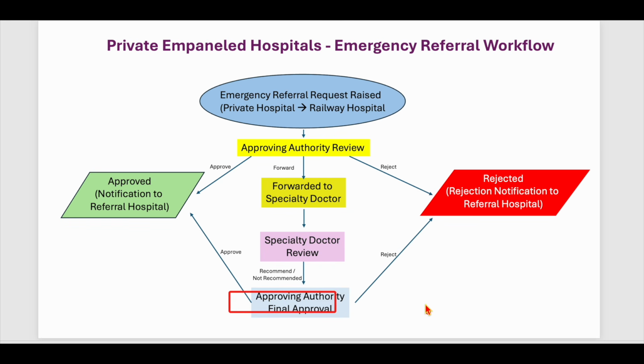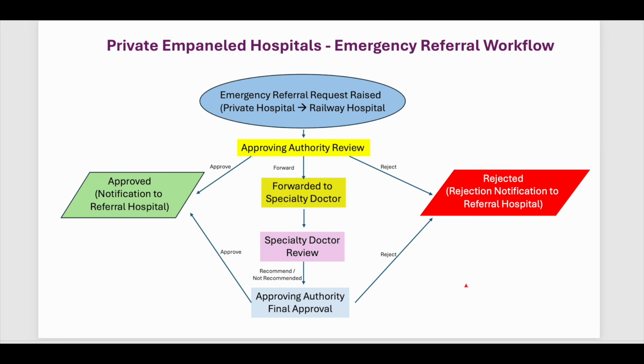Now the approving authority can take a decision, either rejecting or approving the request. The approving authority has the final decision even though the specialty doctor recommended or did not recommend. In both cases, the approving authority can approve or reject the request. With this, an approval or rejection notification will be sent back to the referral hospital.